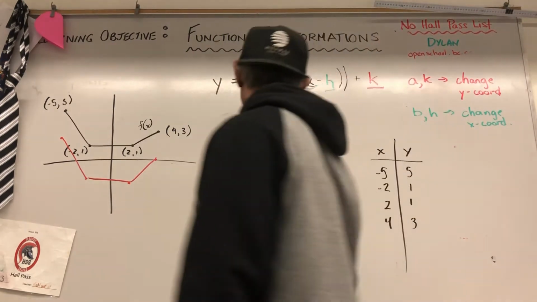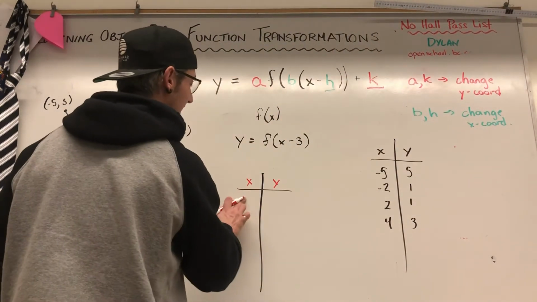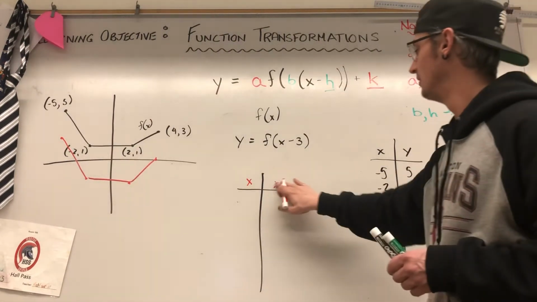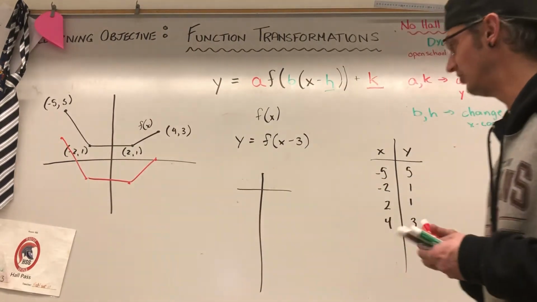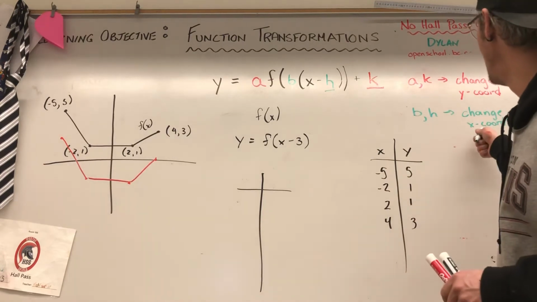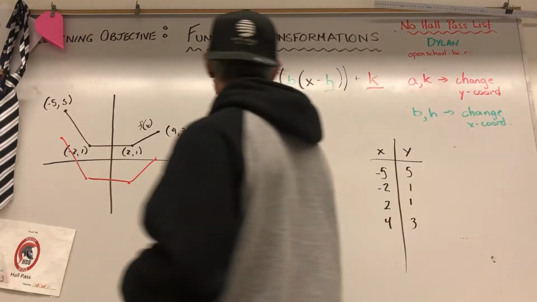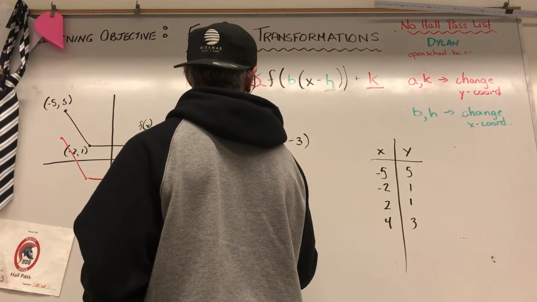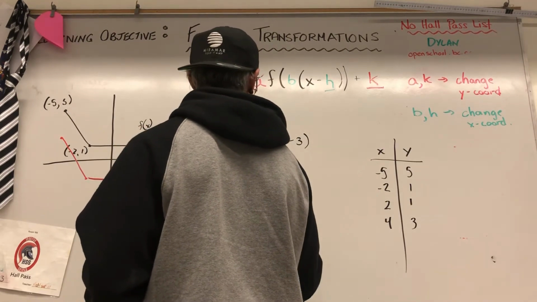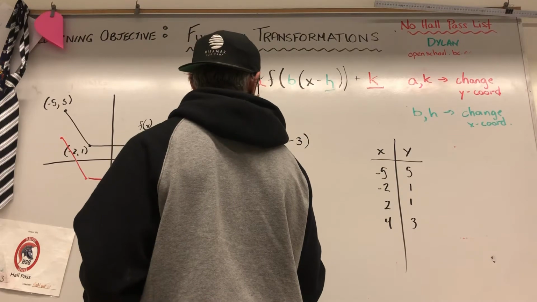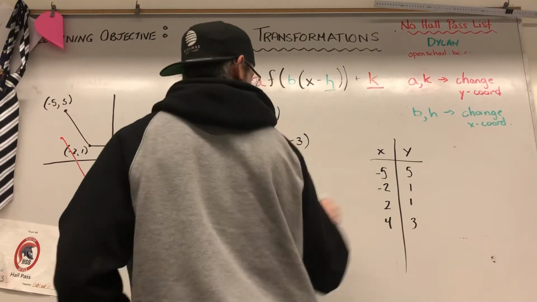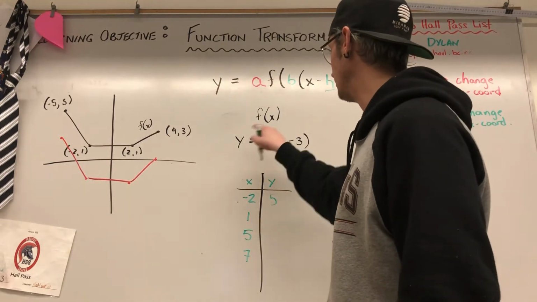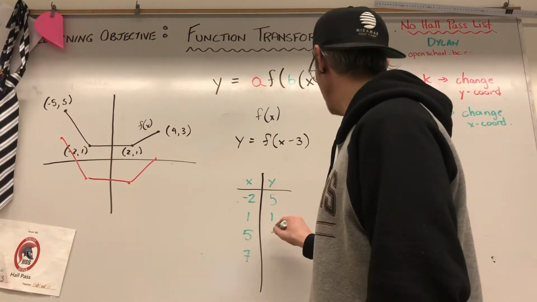So I'm going to keep my, in this case, I'm changing my h. Okay, so I'm actually going to use green because I'm changing my h. So I am going to manipulate my x coordinate in this case. So -5 plus 3 is -2. -2 plus 3 is 1. 2 plus 3 is 5. 4 plus 3 is 7. And I will keep my y coordinates, in this case, just because this is the only translation I have, the same.